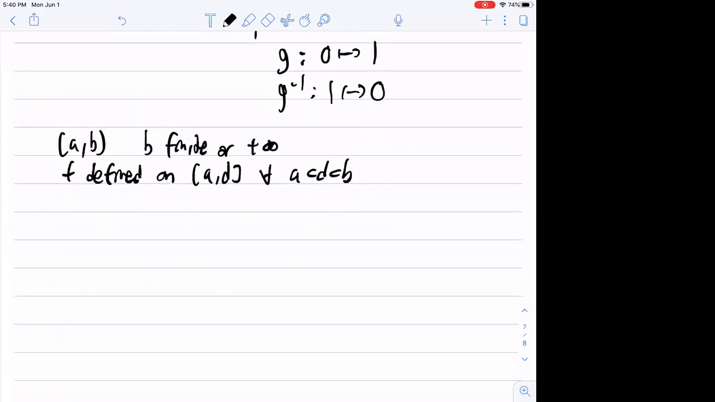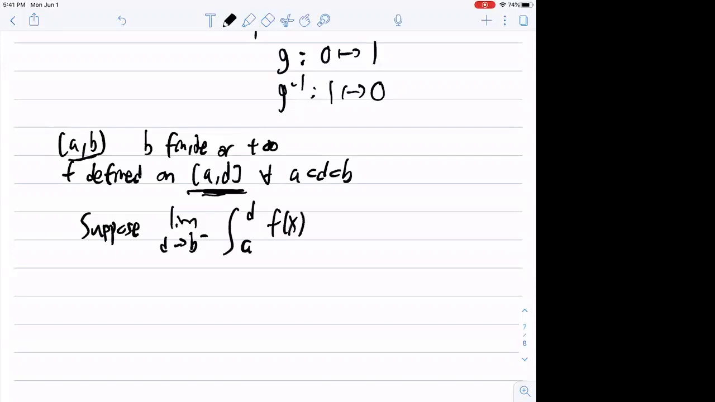So suppose the limit as D goes to B from the left. Now, why from the left? Because I'm defined only here. If I take D approaching B from the right, I don't know if I'm defined for values bigger than B, but I am defined for values less than B. That's why I'm approaching from the left. So from here, it's the integral from A to D of f of x dx.